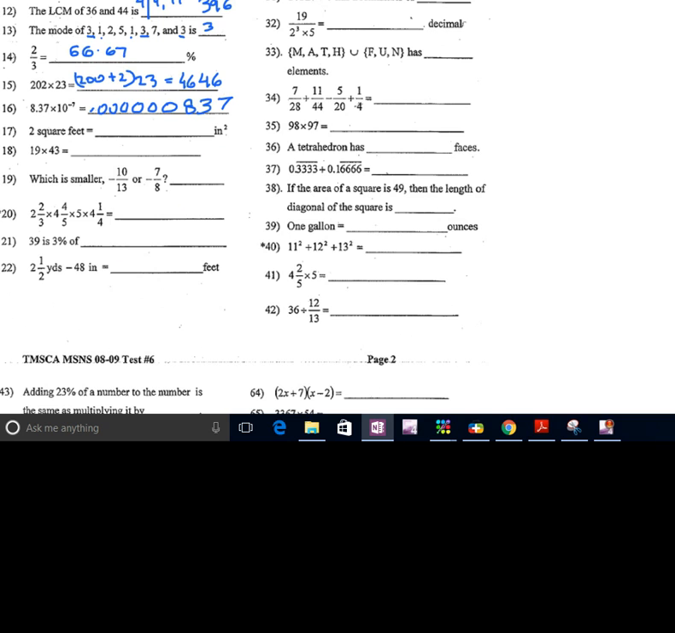2 square feet expressed in inch square. Well, think of this as a rectangle which has 2 feet as the length and 1 foot as the width. So 2 feet can be expressed as 24 inches and 1 foot can be expressed as 12 inches. So this is essentially 24 times 12. So 24 times 10 is 240 and 24 times 2 is 48. So this is nothing but 288 inch square.